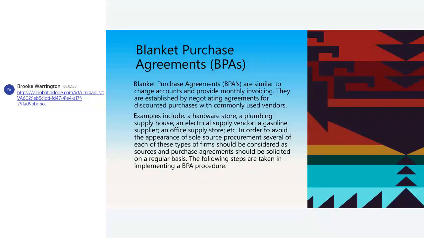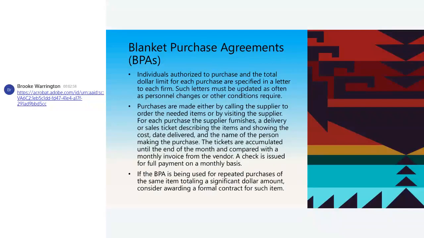Okay. The following steps are taken when you implement a blanket purchasing agreement. So your individuals that are authorized to purchase, the total dollar limit for each purchase are also specified in a letter to that firm. Such letters have to be updated as often as your personnel changes or other conditions require. Maybe you want to up it. Maybe you want to add certain other items to it. Person's no longer there. You don't want them to be able to stroll in and utilize that.